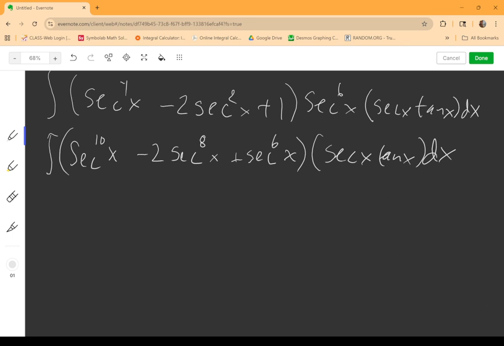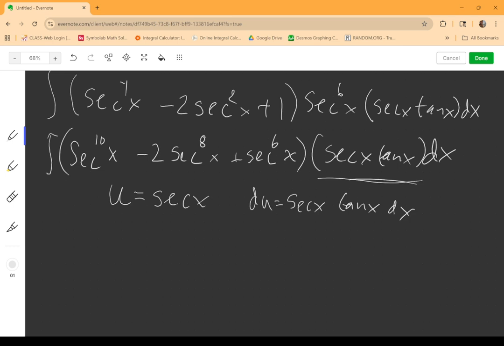All right, and now we're ready for my sub, right? My substitution is u equals secant of x, just secant of x. And then du is secant x tangent x dx, which is right here, which is what we wanted. That's why we did everything in this particular manner.